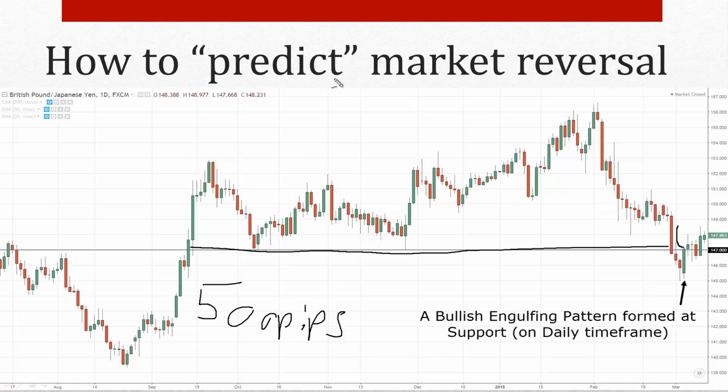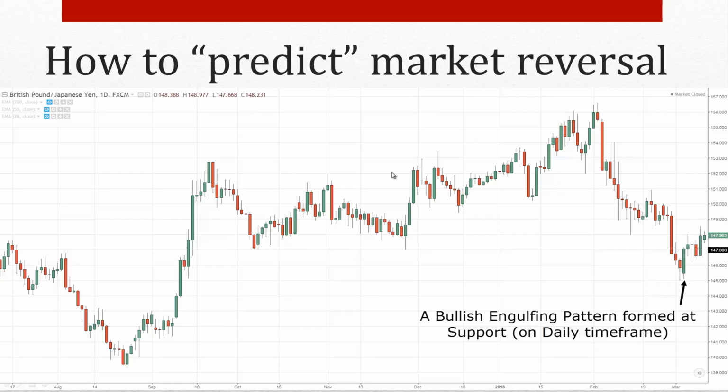By looking at how much the market has exceeded its usual ATR value, and then with other confluences like support, resistance, and candlestick patterns, you can actually identify good areas on your chart where the market is likely to reverse. Okay, so just a quick recap of what you have learned today.